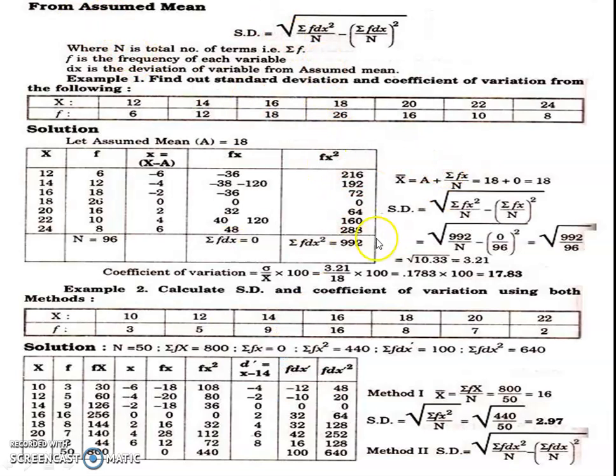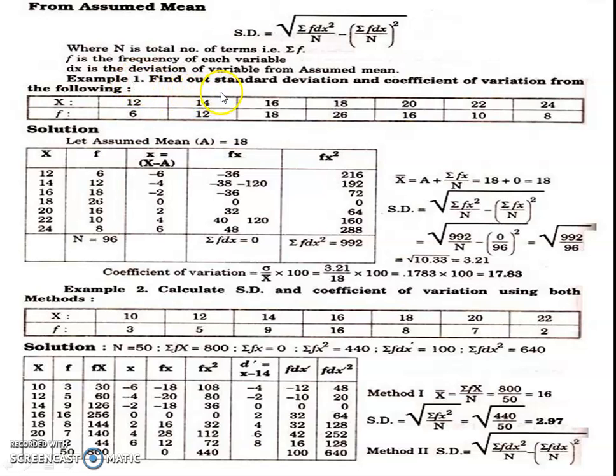Now from the assumed mean, we calculate standard deviation as the square root of summation f dx square upon n minus summation f dx upon n whole bracket square, where n is the total number of terms, that is summation f. F is the frequency of each variable. Dx is the deviation variable from the assumed mean.